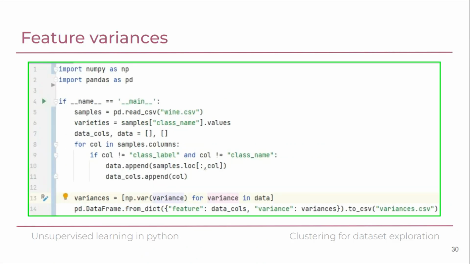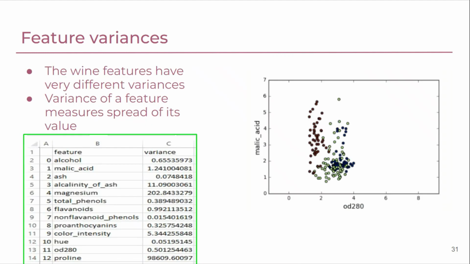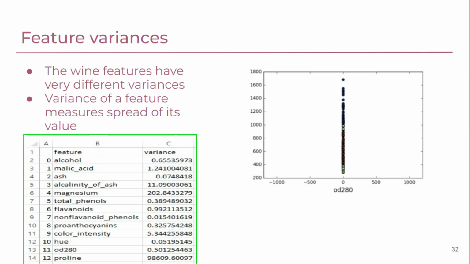Here you can see a code sample of getting variances of all features in the wine dataset and exporting those variances in a CSV file. The problem is that the features of the wine dataset have very different variances. The variance of a feature measures the spread of its values. For example, the malic acid feature has a higher variance than the OD280 feature, and this can also be seen in their scatter plot.